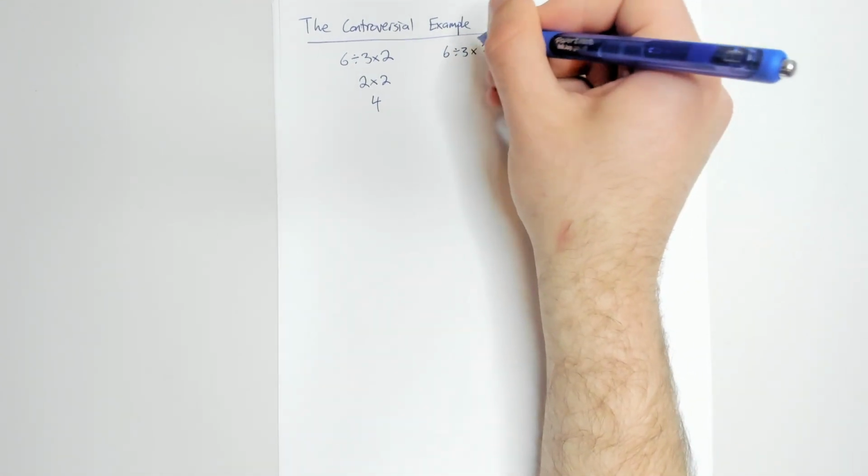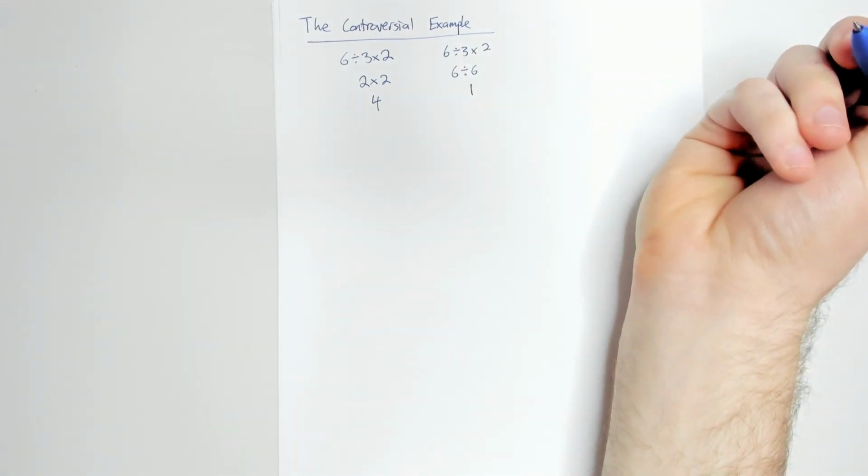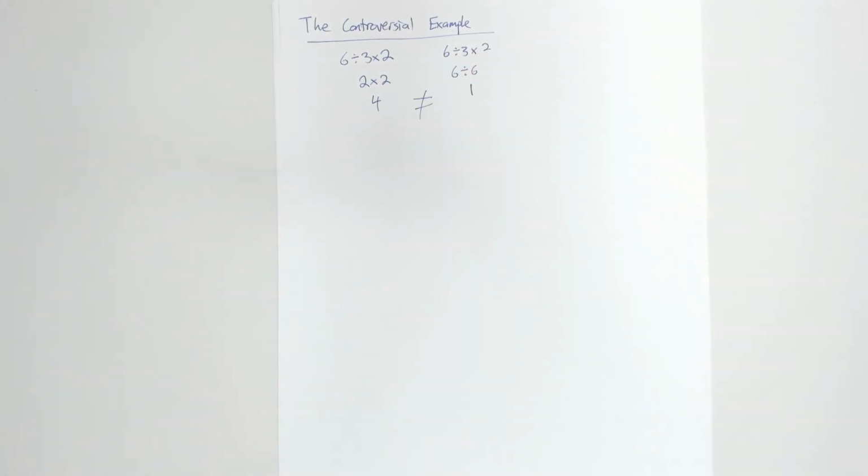Let's try it the other way now. If I do 3 times 2, that gives me 6, and 6 divided by 6 is 1. Ooh, these are not the same thing, right? So this is an example where it seems like order of operations doesn't really work. And there's a couple ways of mitigating this.